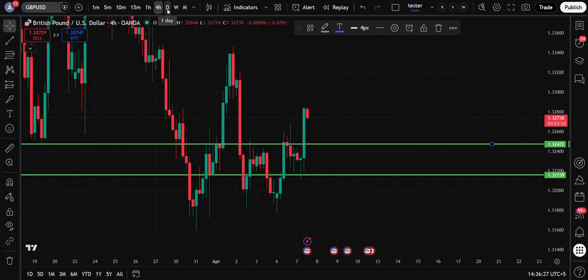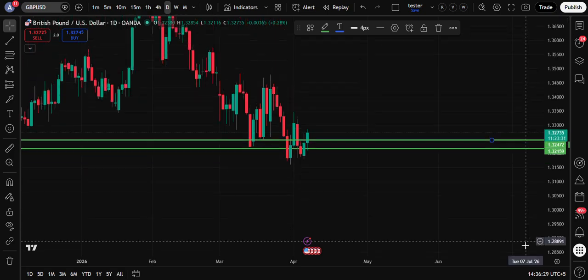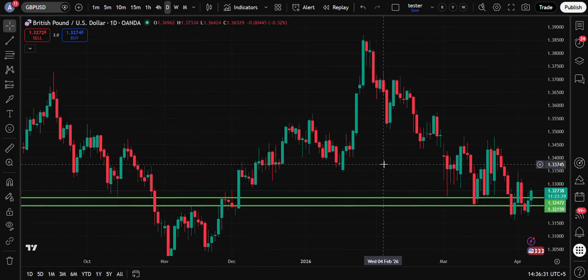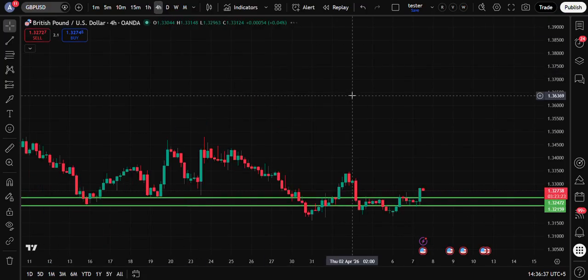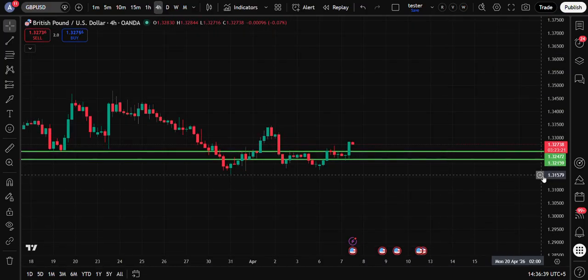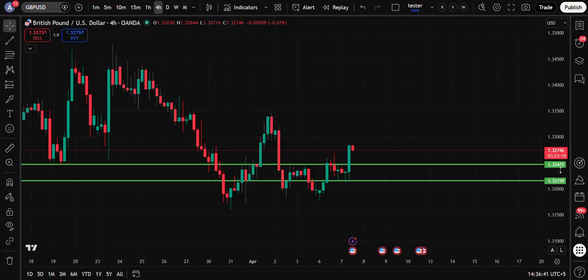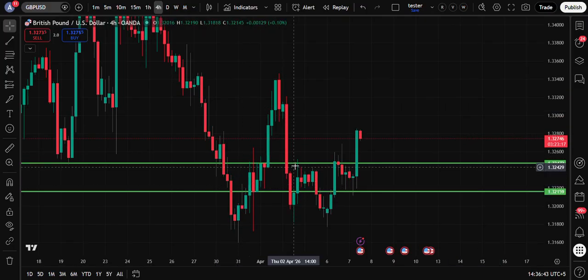But let's look at multi-timeframe analysis on the daily chart. We are bearish, but we are at the support area and we are getting some bounce from that. On the 4H, we are bullish, no doubt. And we have this resistance area. We've broken above that. That could easily become support. No doubt.